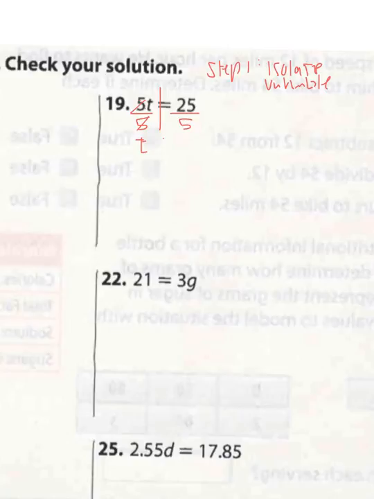I'm going to bring down my equal sign, and I'm going to do it over here. What's 25 divided by 5? Well, most of us know that that is 5. So that is my answer. t equals 5. Let's keep moving.